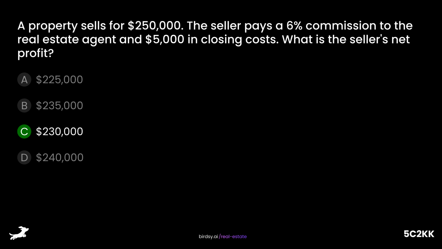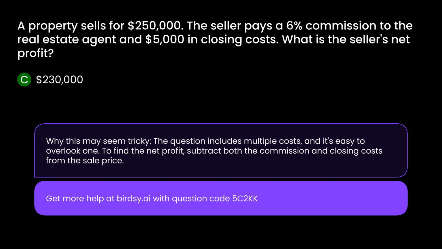$230,000. Why this may seem tricky: the question includes multiple costs, and it's easy to overlook one. To find the net profit, subtract both the commission and closing costs from the sale price.